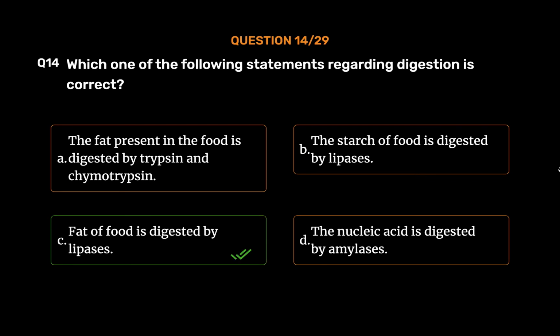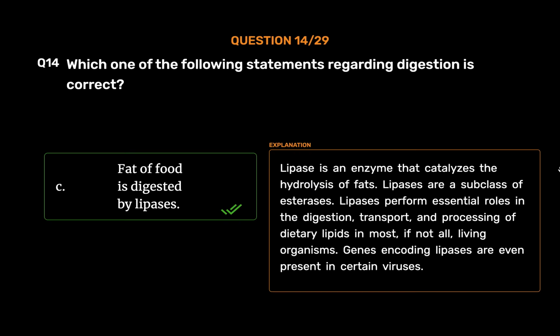Fat of food is digested by lipases. Lipase is an enzyme that catalyzes the hydrolysis of fats. Lipases are a subclass of esterases. Lipases perform essential roles in the digestion, transport, and processing of dietary lipids in most, if not all, living organisms. Genes encoding lipases are even present in certain viruses.